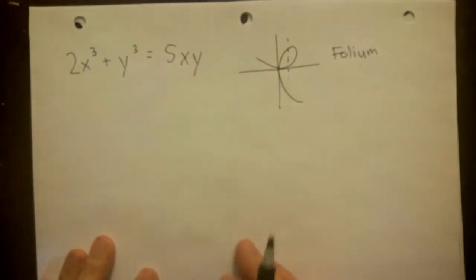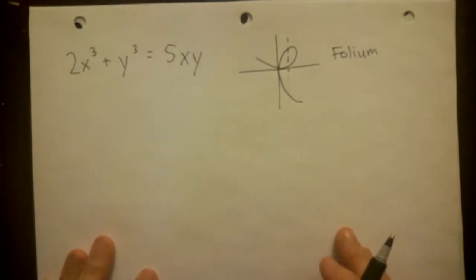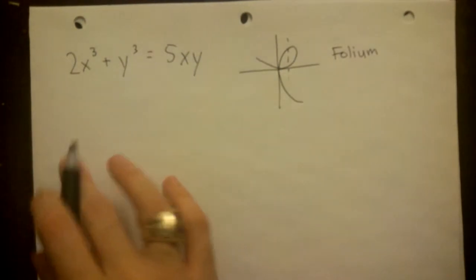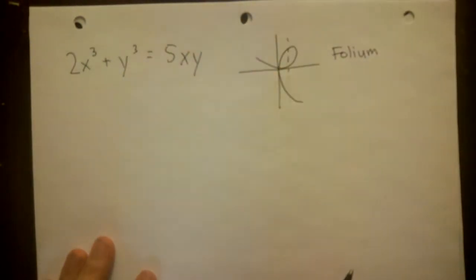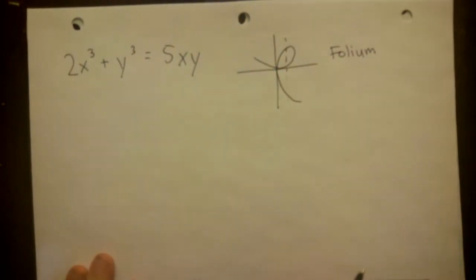This equation, then, we say, is given implicitly. And it's not a function. It's not like y equals something. It's got x's and y's, and they're all mixed in together. That's why we say that it is an implicit equation.